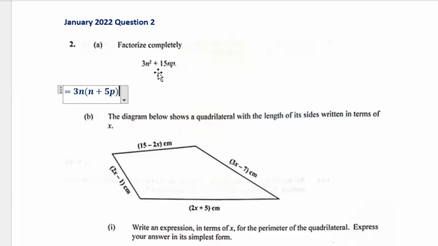So therefore, in factorizing this expression, our answer will be 3n outside of the bracket, then in the bracket n plus 5p. Now the beautiful thing about factorization and algebra questions like this is that we can even rework our answer, and we'll see that we get the expression that was given in the question.